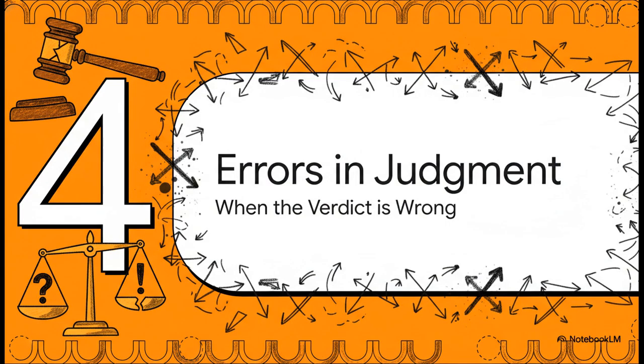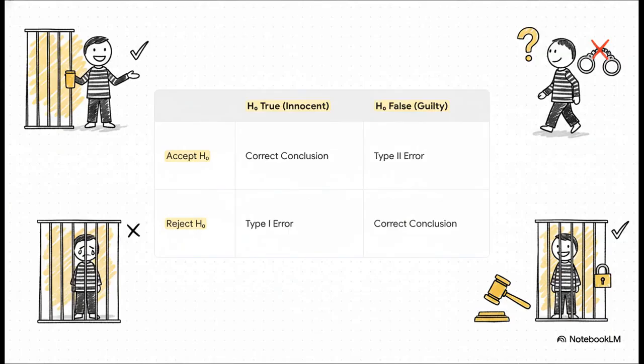But hold on. Just like in a real-life courtroom, our statistical system is imperfect. Sometimes, even when we do everything right, we can still get the verdict wrong. And it's really, really important to understand how that can happen. This table lays out all the possibilities perfectly. Look, 2 of them are good outcomes, right? We correctly acquit an innocent person, or we correctly convict a guilty one.